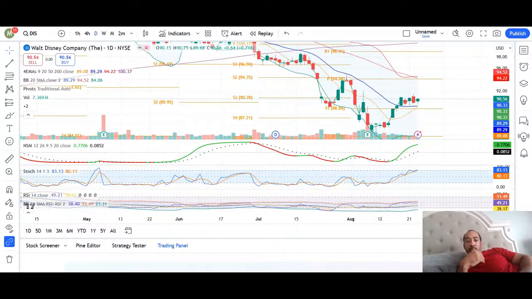If you don't know what a bull flag looks like, let me go ahead and pull that up for y'all real quick. Hold on, let's do a little bull flag real fast.